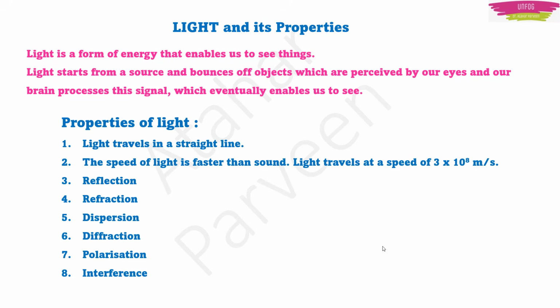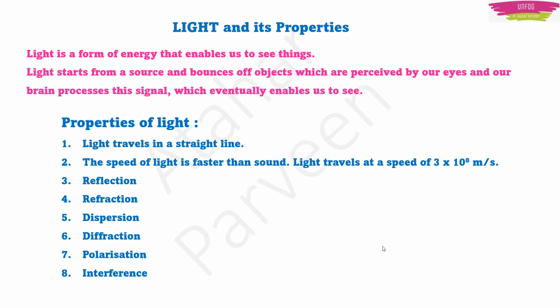The first is that light travels in a straight line. This is also known as the rectilinear property of light. Remember in one of our previous classes of the chapter sound, we said that the speed of sound is 340 meters per second. Now make a point that light travels at a speed of 3 into 10 to the power 8 meters per second, which is much faster than that of sound. This can be an MCQ question.